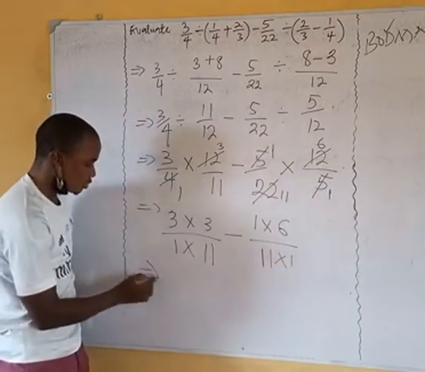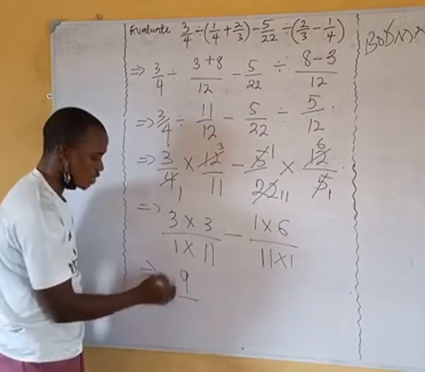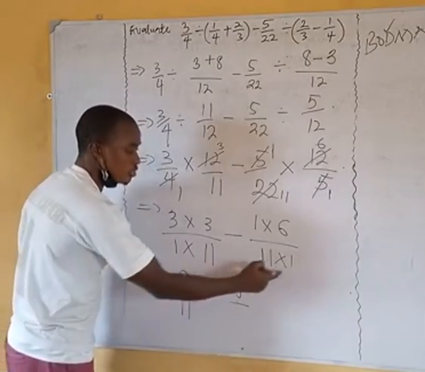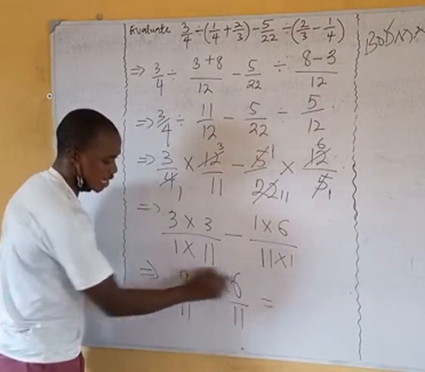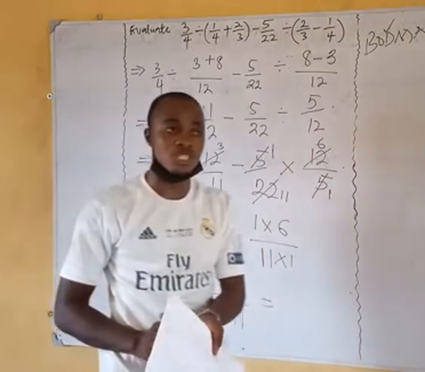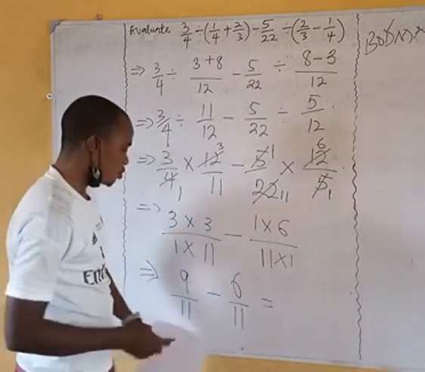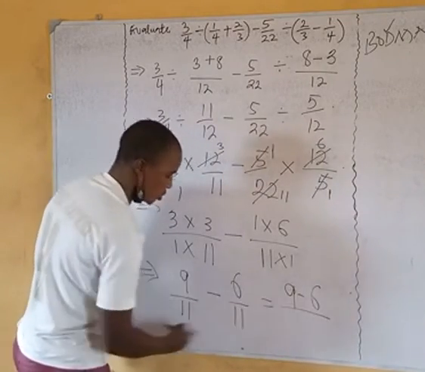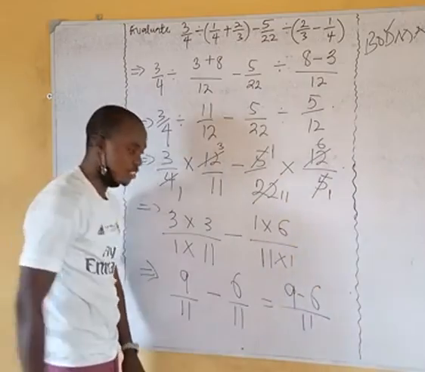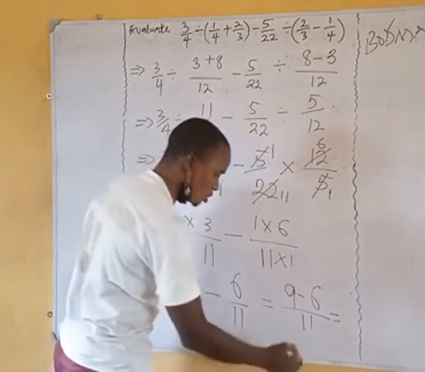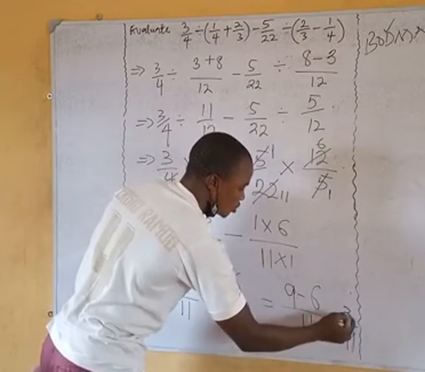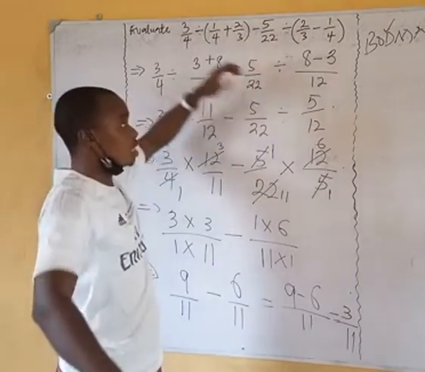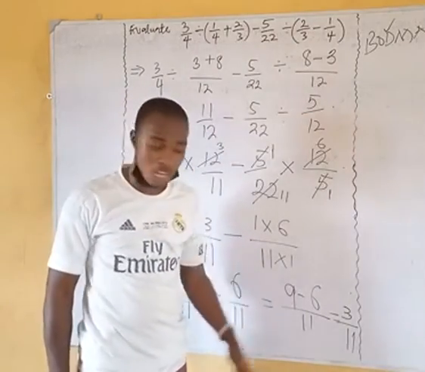Now from here, 3 times 3 is 9 over 1 times 11 is 11, minus 1 times 6 is 6, over 11 times 1 is 11. If you look at these fractions, they have the same or common denominator. Therefore, it's very simple: just subtract the numerators and pick one of the denominators, which is 11. We have our final answer to be 3 over 11. This is the solution, the simplification of this long problem. This is how we do it.